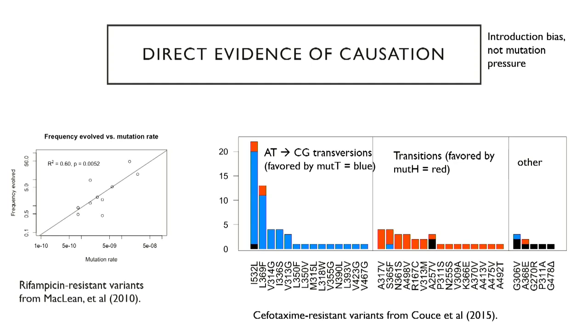So the reason all the mut T strains are in this box on the left is that's the box that has the type of mutation that's favored by mut T, which is AT to CG transversions. The middle box is transitions. Those are the ones favored by mut H, so that's where all the red strains end up. And then wild type strains can adapt by various types of mutations, and they're spread in those 3 different boxes. So that shows this kind of effect of mutational introduction or mutational origin on adaptation in the laboratory.